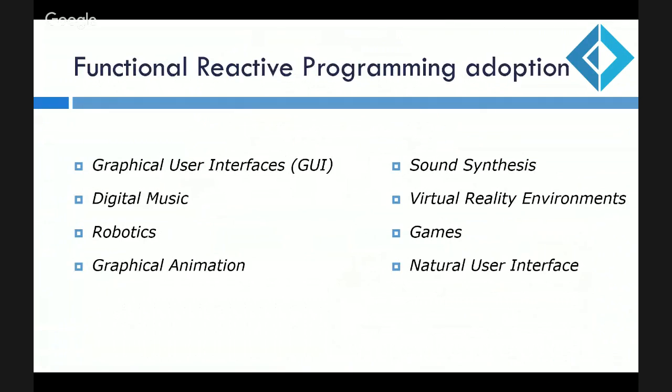But here are some examples where functional reactive programming provides a way to express computations in domains related to animation, robotics, and the implementation of graphical user interfaces, and so on. And really the idea is to avoid and reduce the complexity compared to a traditional paradigm. And lately, FRP is being used in virtual reality, in games, and of course, natural user interfaces.